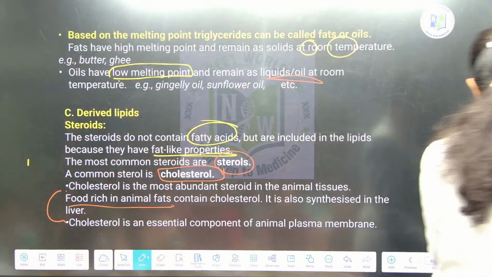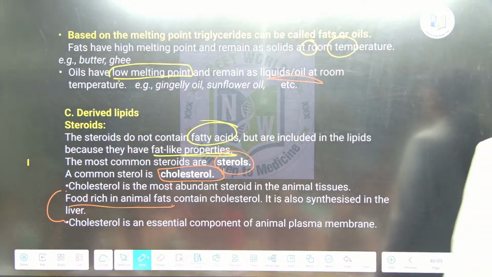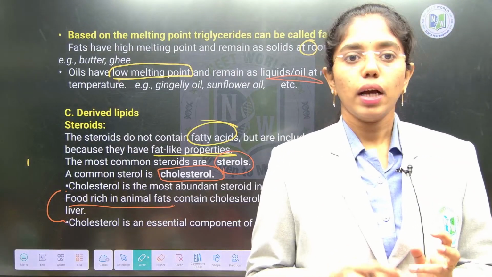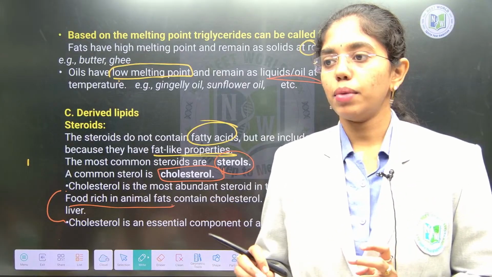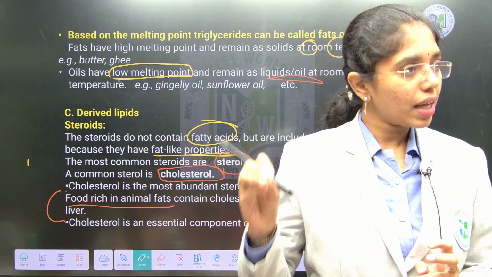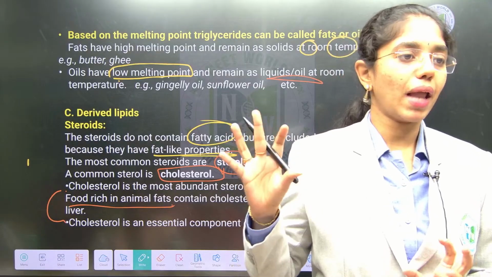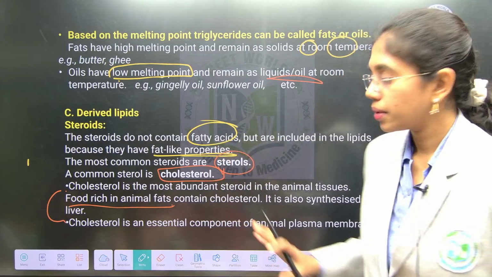Done about derived lipids. Immediately when you recall derived lipids, you have to remember cholesterol. It is majorly present in animal cells and it is a major component to maintain the fluidity of the plasma membrane. That's it.